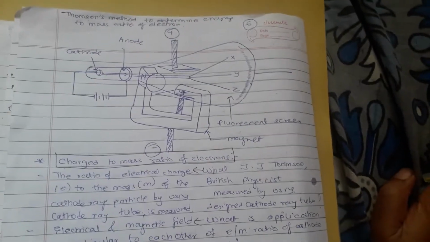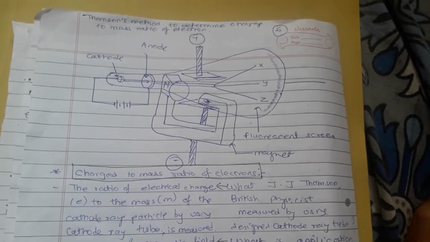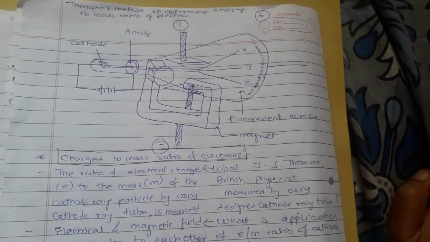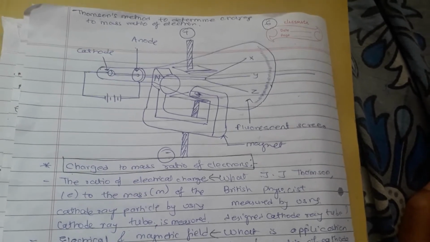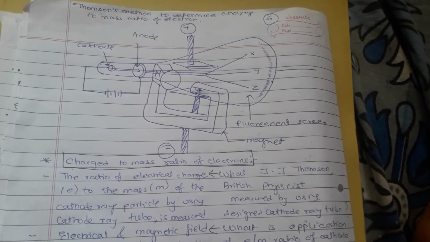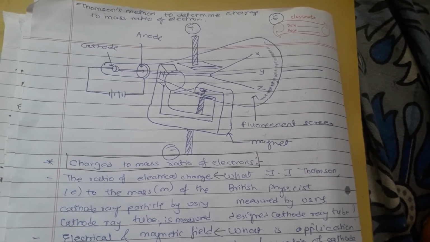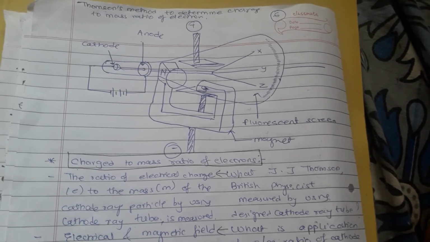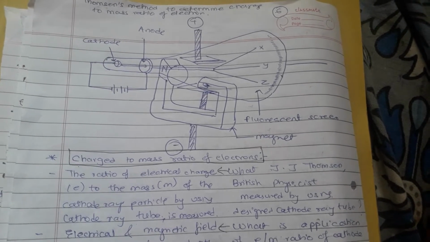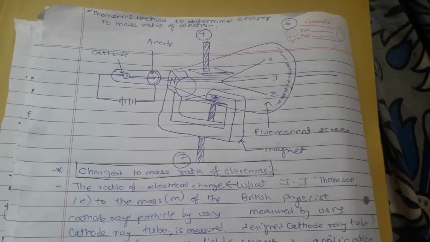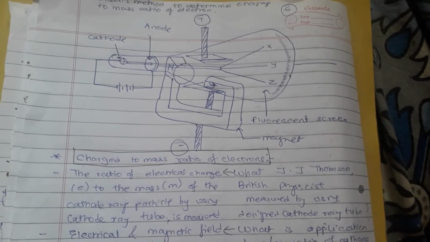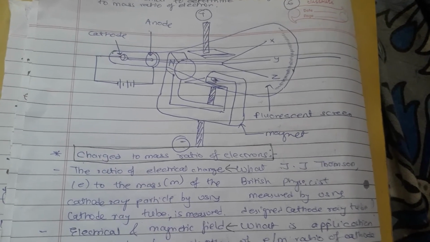Now this is a diagram, designed by Thomson, of a method to determine the charge to mass ratio of the electron. J.J. Thomson designed this experiment so that the charge to mass ratio could be determined. The same J.J. Thomson studied cathode rays and through this discovered the electron.